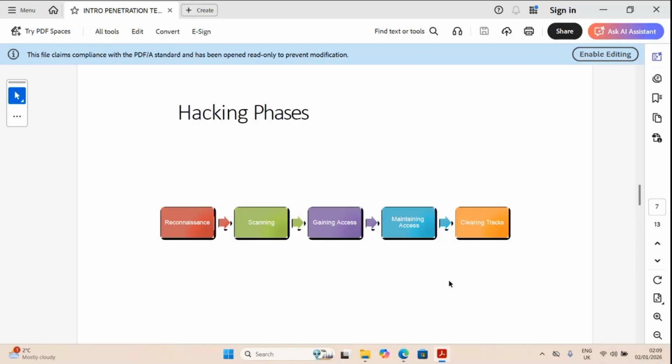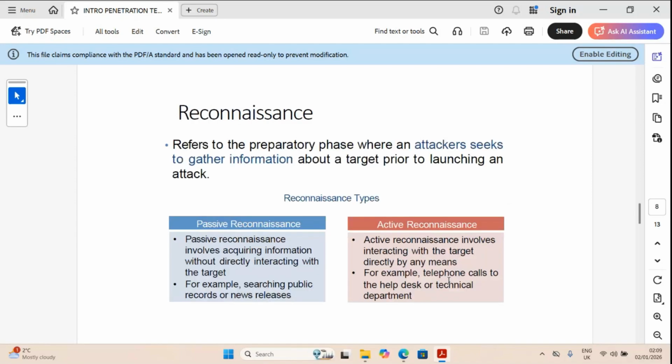After we get all this information, the next step is to try to gain access. Then after we use tools to gain access, the next thing is to maintain access. And obviously, you need to clear your tracks. So let's take it step by step. Reconnaissance.